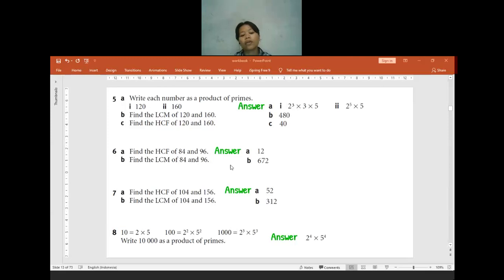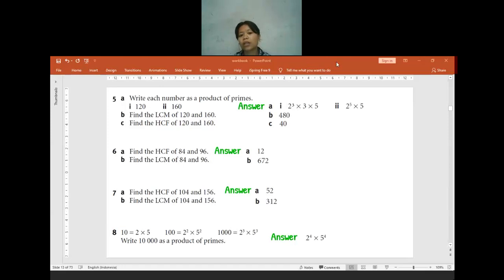For the LCM, I have to do the same thing. I will get 672. It was not your homework, so maybe you cannot check. If you have any confusion, please feel free to ask me.